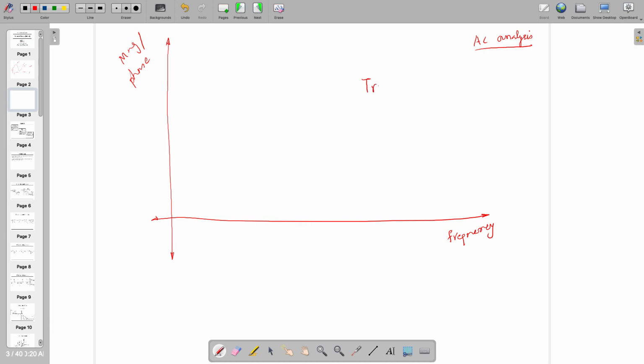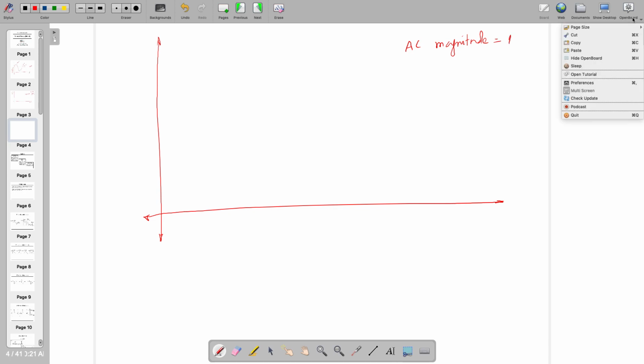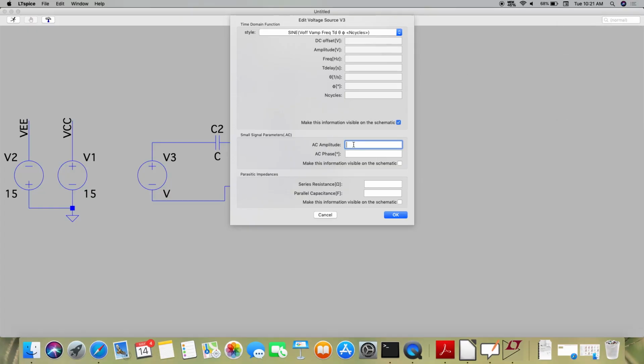So there is one trick which all the engineers are using. If I want to find out the transfer function, which is V out divided by V in for all the frequency components, if I make V in equal to 1 volt, then V out is equal to the transfer function, right? But remember, when V in equals 1 volt, you write that as AC magnitude equal to 1 in the simulator. Here in the simulator you can see there is something called AC magnitude.